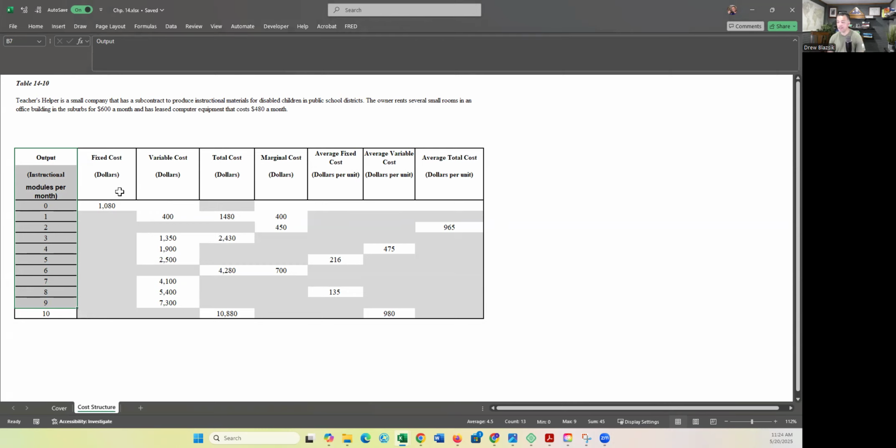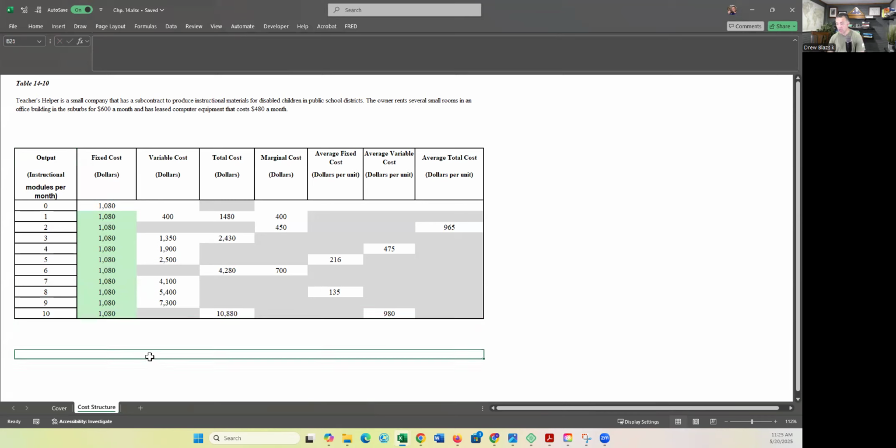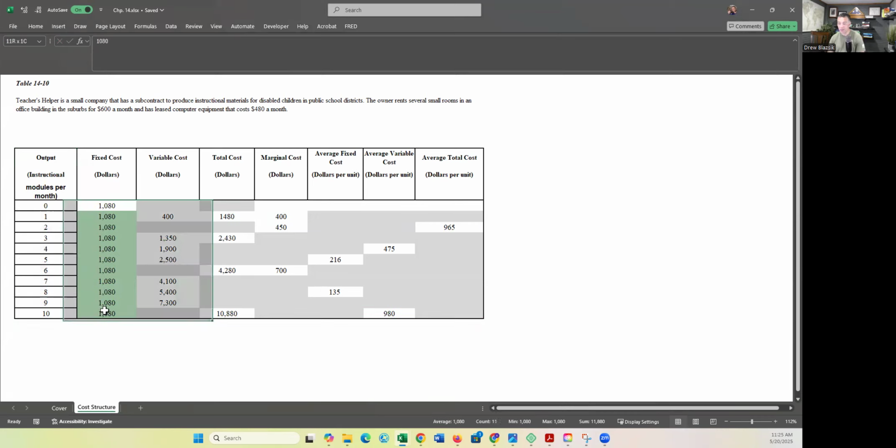Fixed costs are not dependent on output at all. For example, if you produce zero, you still have fixed costs, which is like your contracts. You have to pay it no matter what. So if I said this is 1,080, that's correct, and if I drag it all the way down, all of those are correct. So fixed cost is not dependent on output. You could produce 0 to 10, you still have the same fixed costs. Just note this is total fixed costs, not average.